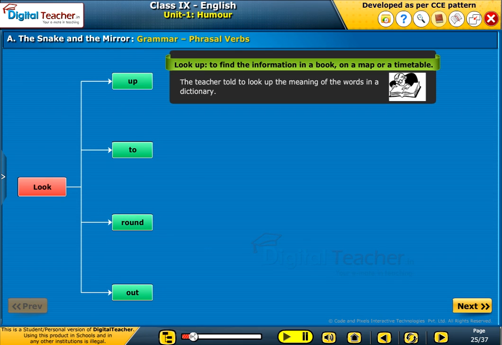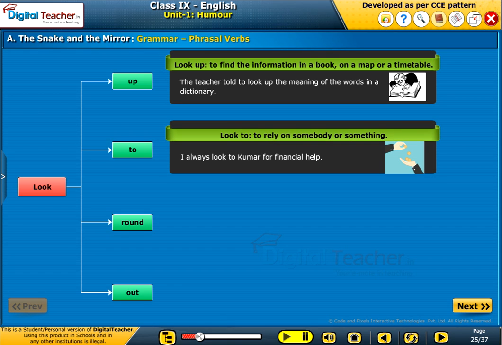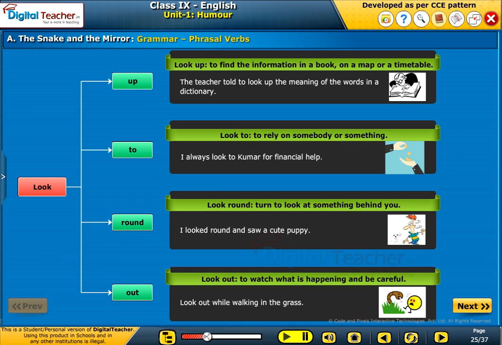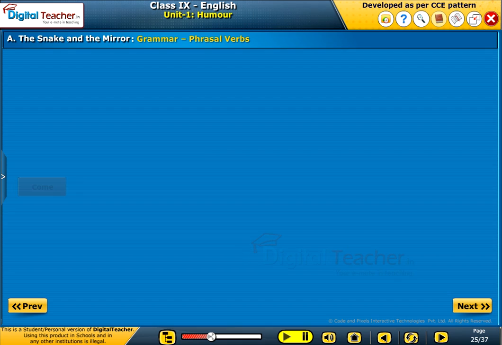The meaning of look up is to find the information in a book, on a map, or a timetable. The meaning of look to is to rely on somebody or something. The meaning of look around is turn to look at something behind you. The meaning of look out is to watch what is happening and be careful. Let us look at one more example.